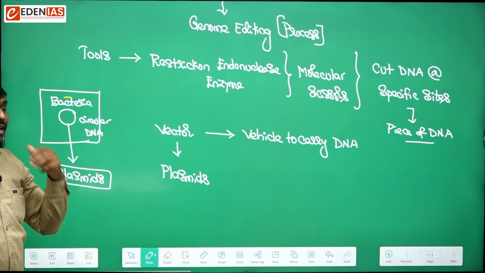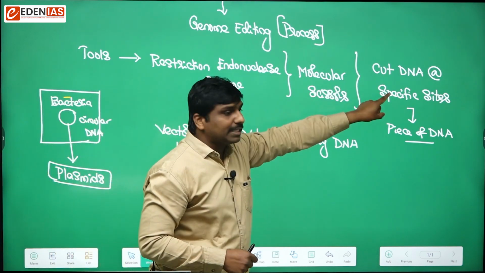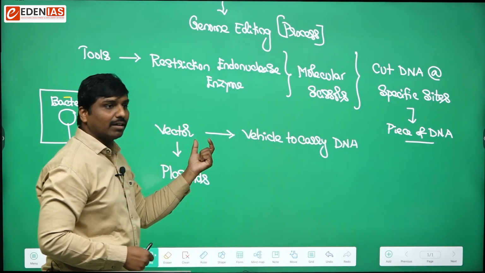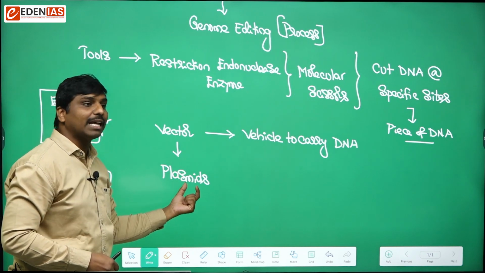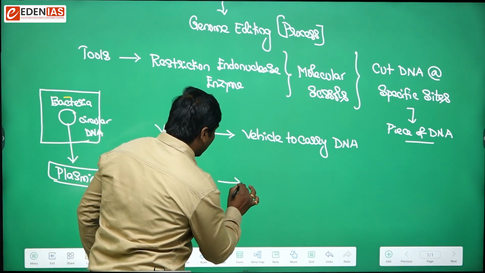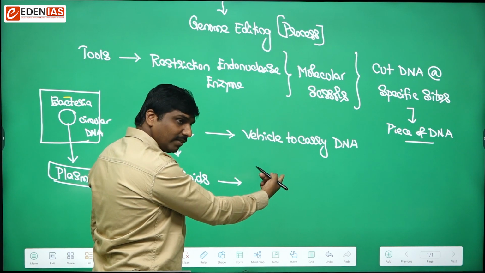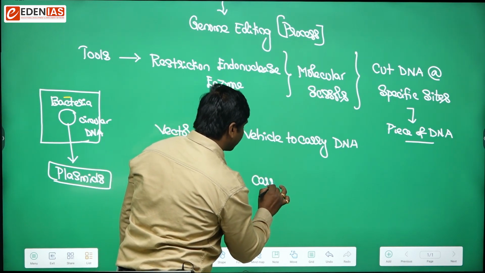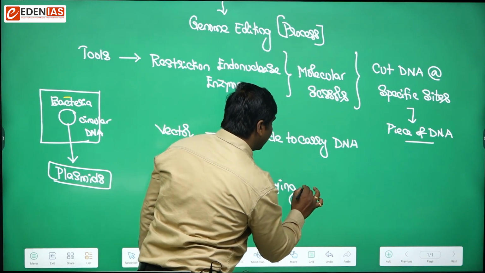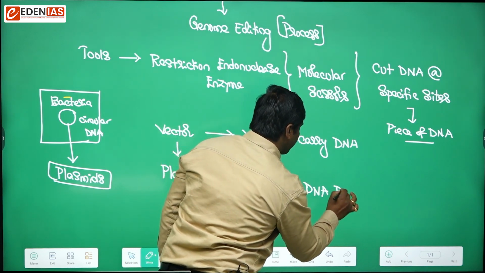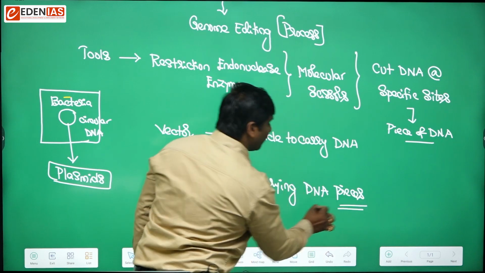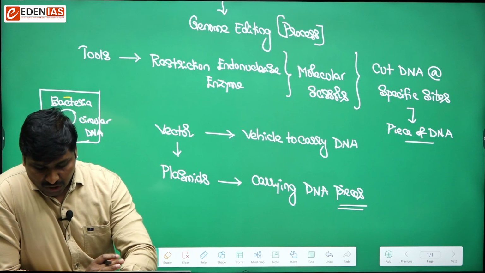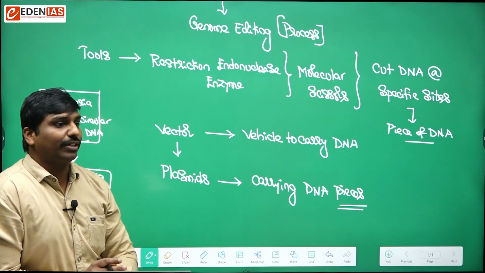What we will be doing is first cutting the specific piece of DNA, and then with the help of vectors, which are generally plasmids, we will carry the DNA pieces. With the help of plasmids, we will transfer the genes. This is another important word that you have to remember.